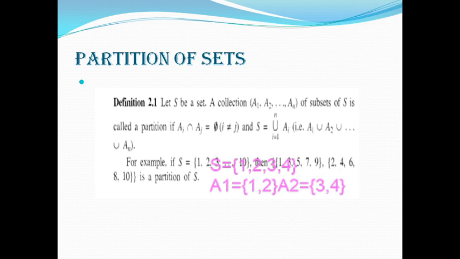Next one is that when we are taking a partition, partitions' intersection must be null set. If you are making two partitions' intersection, A1 intersection A2, no elements common, so it will be a null set. If I have 2 here also, then it will not become a partition because A1 intersection A2 must be a null set. Also, next condition is most important.